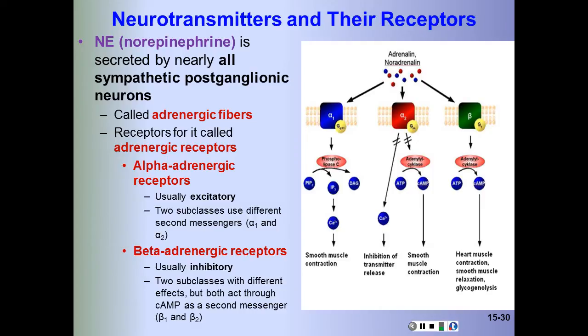The alpha ones usually have excitatory effects, but not always. There are two subclasses of the alpha: an alpha 1 receptor and an alpha 2. The alpha 1 receptor acts through the synthesis of cAMP, cyclic adenosine monophosphate, whereas the alpha 2 receptors employ calcium ions as a second messenger. Our beta receptors are usually inhibitory, but not always. There are also two subclasses, beta 1 and beta 2, and they mediate different effects, but both act through cyclic AMP.